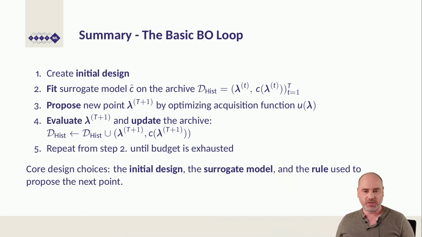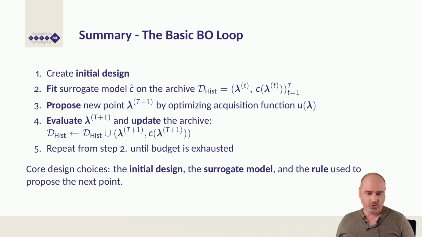So let's do a quick summary of what we have learned here in this session. The basic Bayesian optimization loop works in the following manner. We create an initial design. We then fit a surrogate model on the archive. We propose a new point, lambda T+1, by optimizing the acquisition function. What that actually means, we haven't really studied yet. And then we evaluate our new proposed point with our expensive cost function. We update the archive, and then we iterate from step 2 on until we have converged, quote unquote. Usually this is quite hard to detect, or let's say until our allocated computational budget is exhausted.